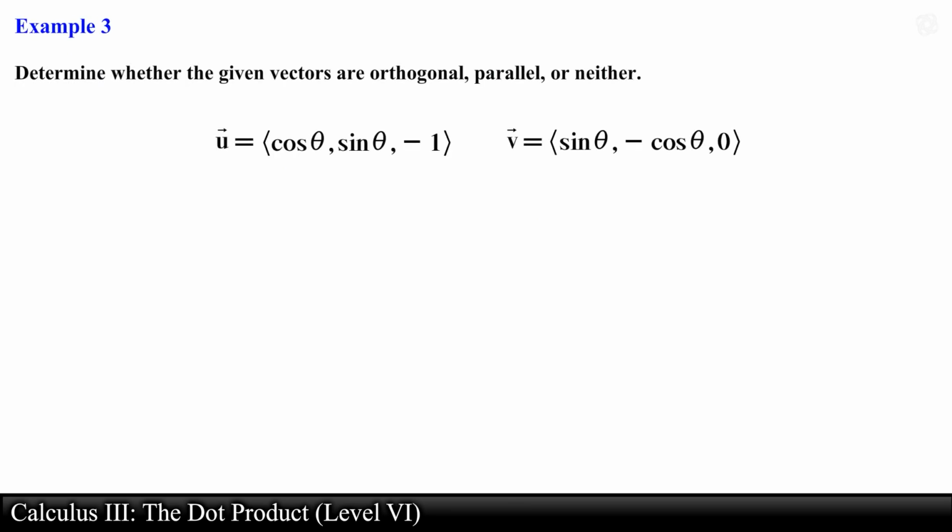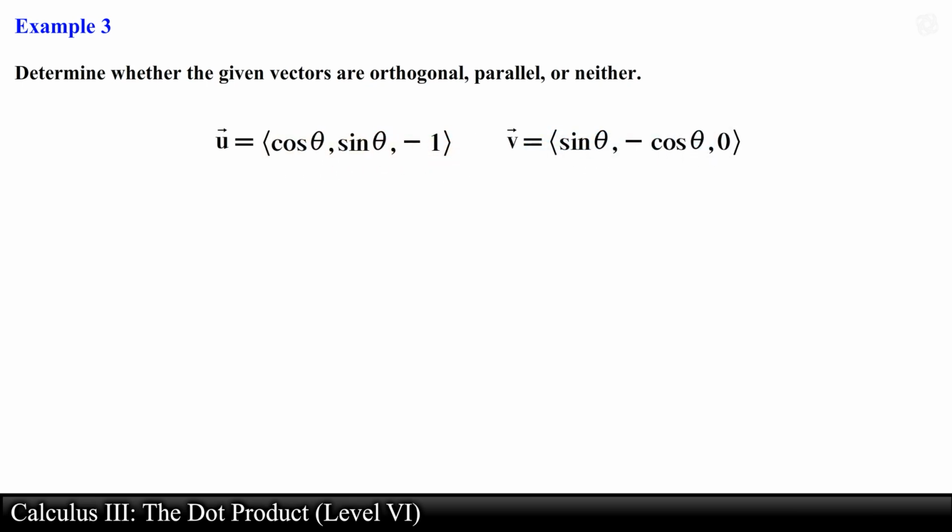Similar to the previous example, let's go ahead and apply the various tests to determine if the vectors are orthogonal, parallel, or neither. Notice that the components of vector u and v contain trigonometric expressions. At first, this might be confusing, but as long as you treat them as components, everything will work out.